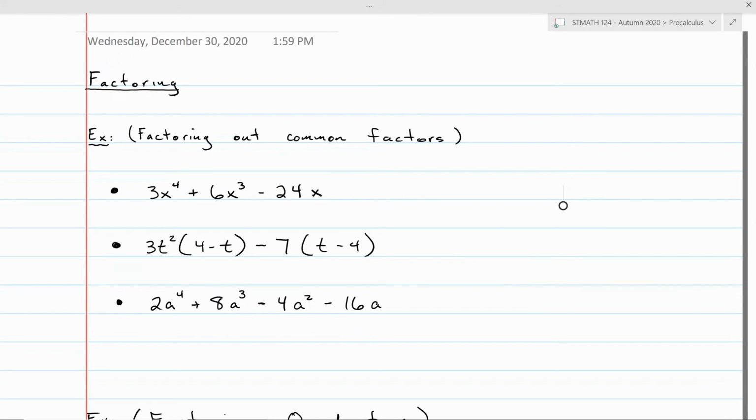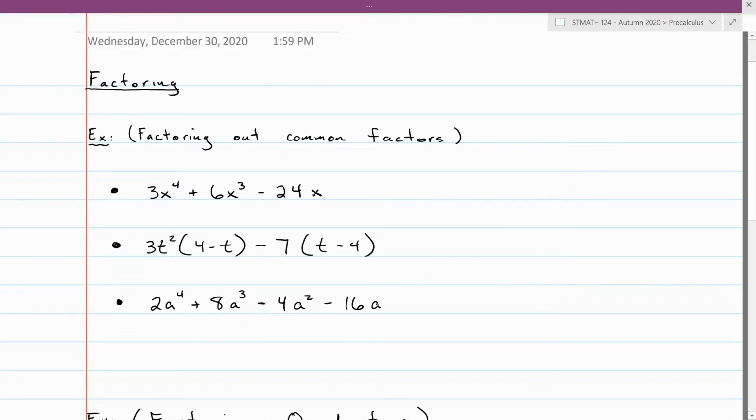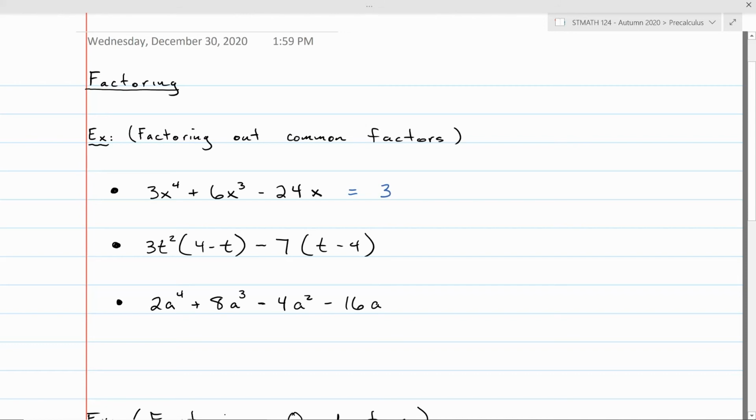So one way that you factor is you look for common factors and you pull them out, right? So when I look at this first expression here, this 3x to the fourth plus 6x cubed minus 24x, what does this have in common? Well, I can see just by scanning over the terms that I could pull out a factor of 3 and I could pull out a factor of x from all those terms. That's common to all those terms. And then when I pull that out, the first term would have x cubed remaining, the second term would have 2x squared remaining, and the last term would have just 8 remaining.